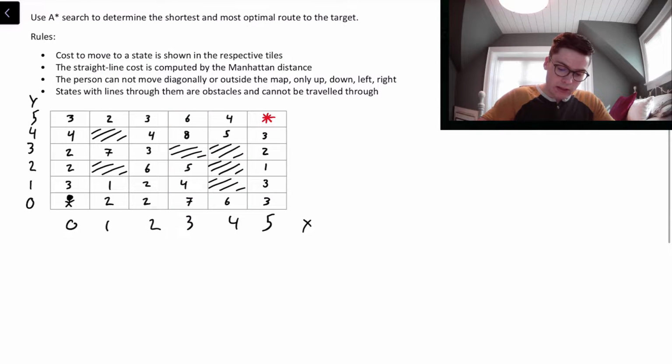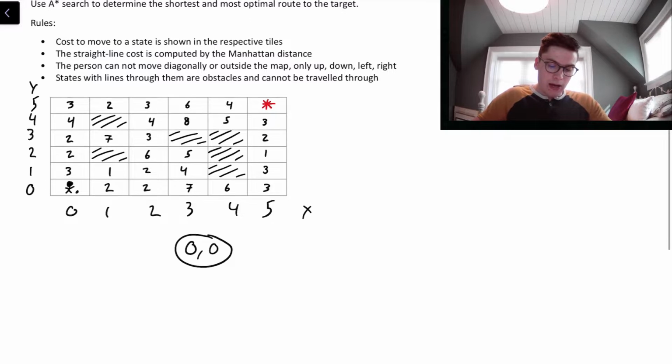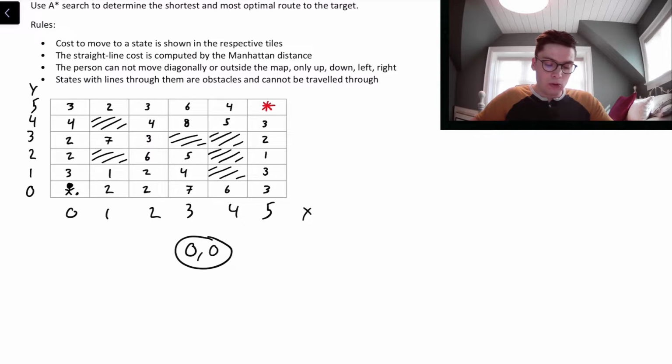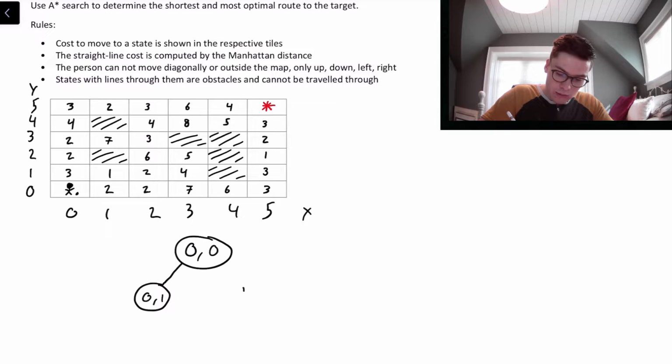So as you can see, the person right here, just marked him, that person is in node 0, 0. And we can only go up and right in this case because left and down don't exist in the map and you can't go diagonally. So we're going to go, we have two options. We can go to 0, 1 and 1, 0.